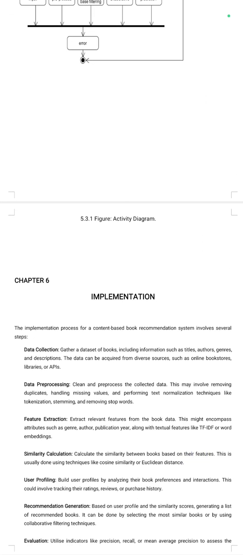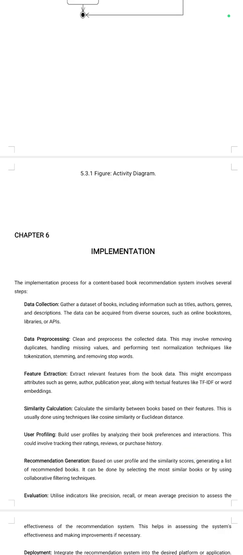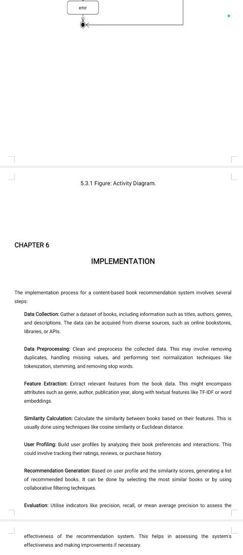Next chapter is implementation. In implementation, the process for the content-based book recommendation system involves several steps: data collection, data processing, feature extraction, similarity calculation, user profiling, recommendation generation, evaluation, deployment. Data collection: gathering a data set of books including information such as title, author, and description. Data processing: clean and process the collected data. This may involve removing duplicates, handling missing values, text normalization techniques like stemming, removing stop words.